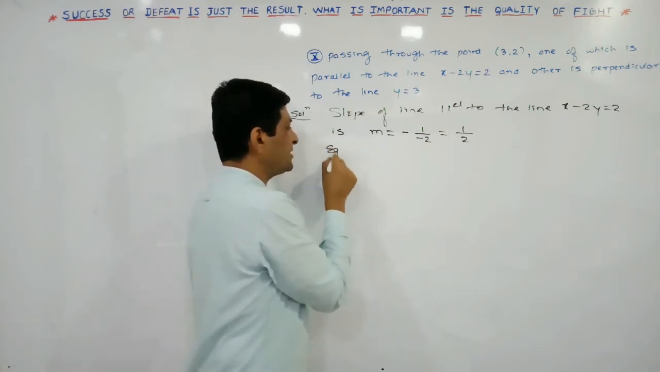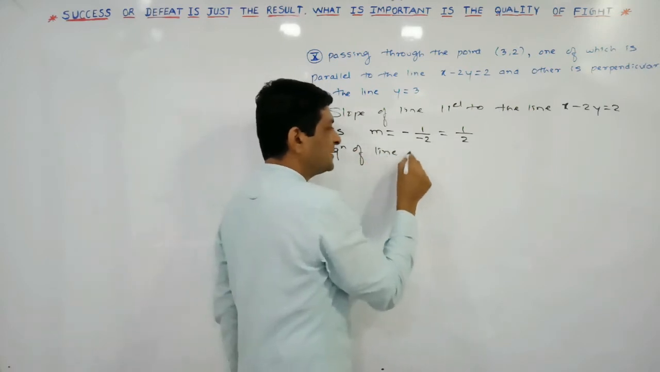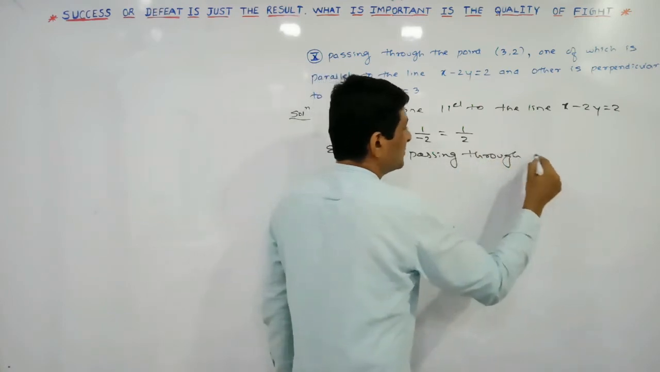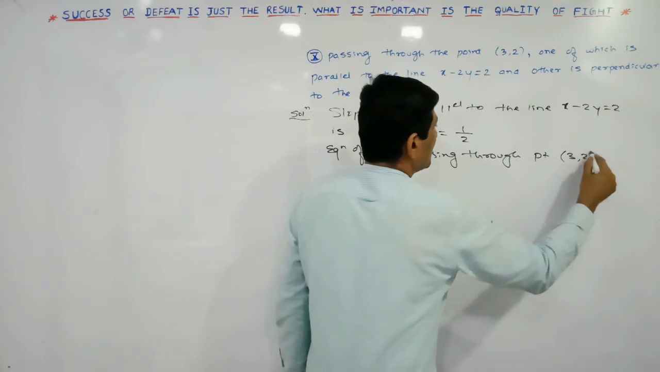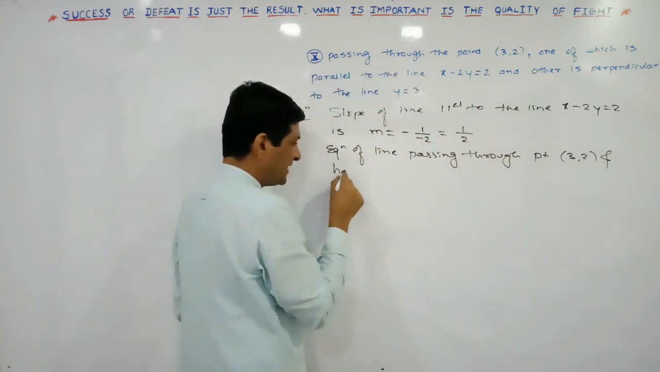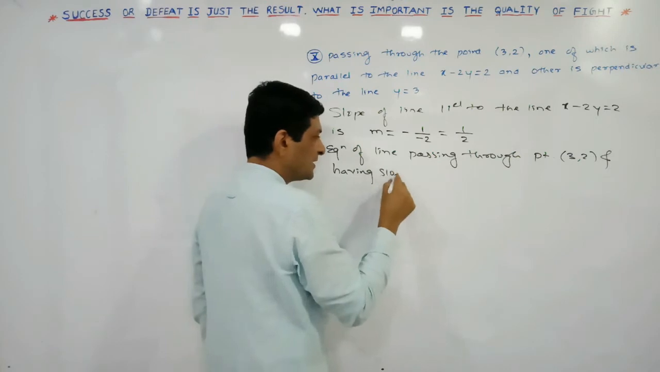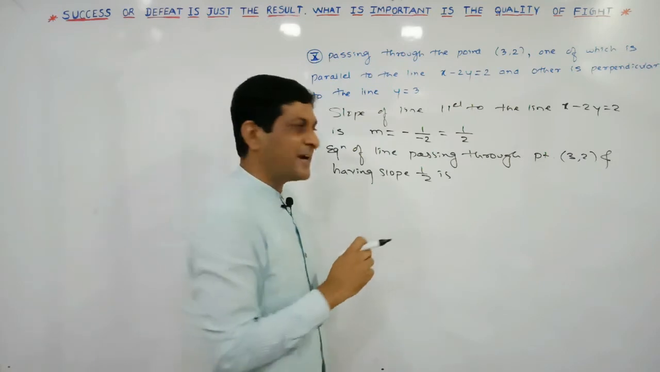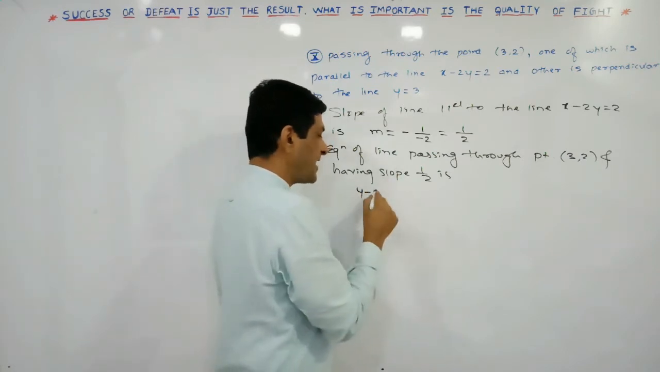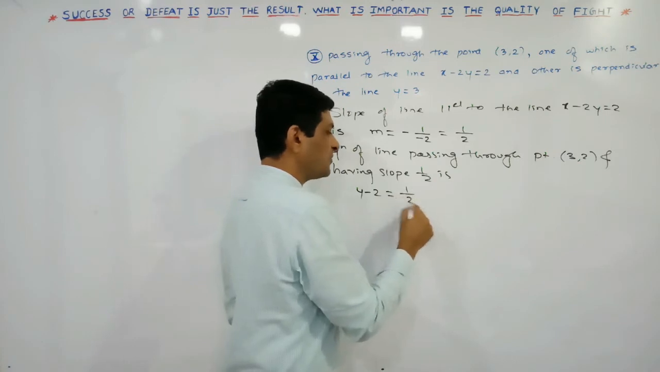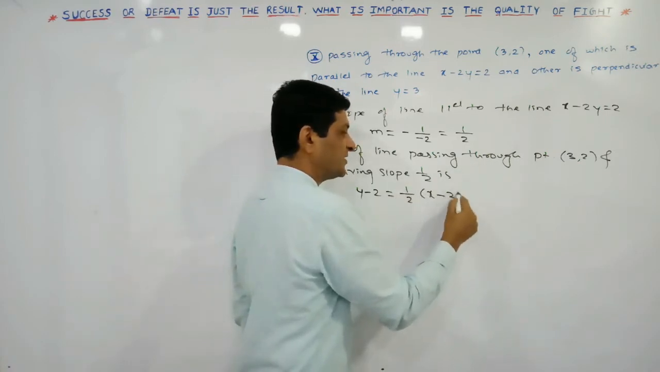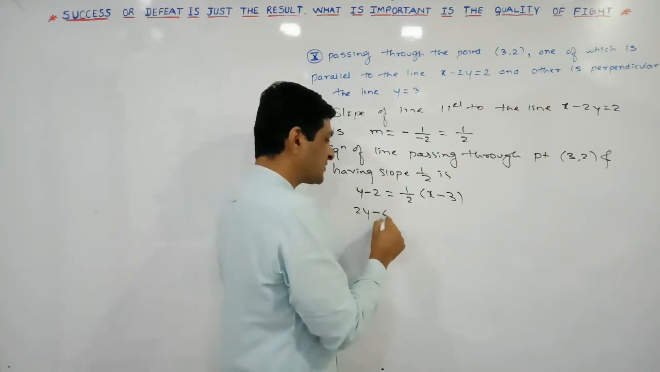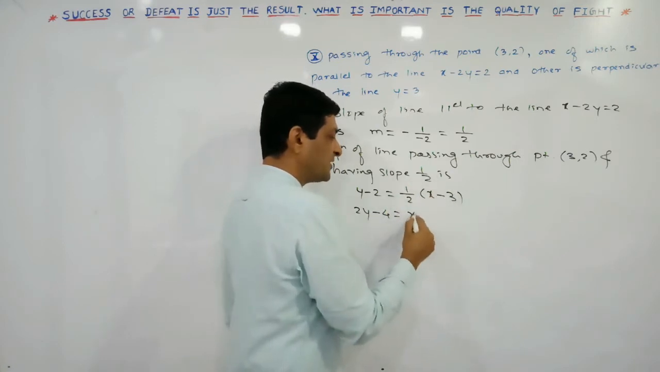So the equation of the line passing through the point, what are the coordinates of the point? 3, 2, and having slope 1 by 2. Now we are applying the slope point form to find our required equation. What is the slope point form? y minus y1, y1 is 2, is equal to m, which is 1 by 2, into x minus x1, x1 is 3 here. Now 2 will get multiplied on this side, so what will we get? 2y minus 4 is equal to 1 into x minus 3, that is x minus 3.